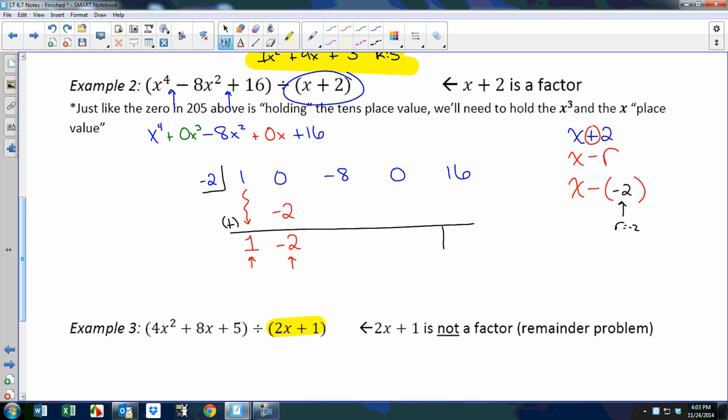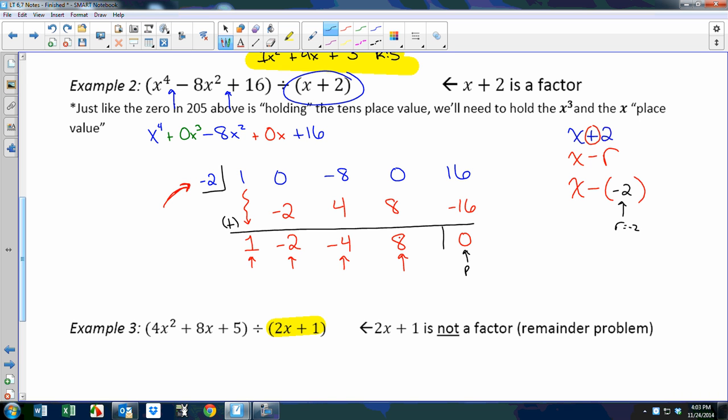Again, next step, take your -2 that you got when you added and multiply it by the r value, -2, to get 4. Add your -8 and your 4, and you get -4. Take -4, multiply it times -2, the r value, you'll get 8, and you add your 0 and your 8, 8. Last time, you take your answer 8 and multiply it times the r value, -2, you get -16, and when you add them this time, you get 0, which makes sense.